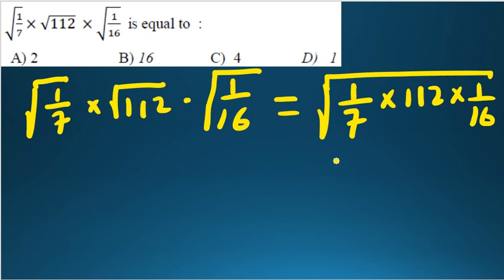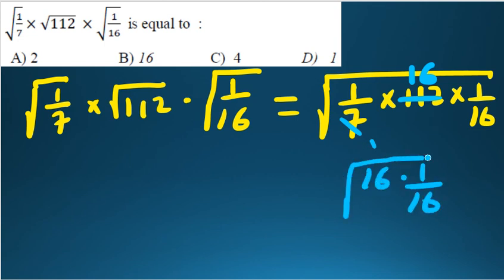Okay, then I can simplify here by 7, 1, this by 7, 1. Then 112 divided by 7 is 16. So what do I have? 16 times 1 over 16. Then again diagonally simplify 16 by 16, just 1. Square root of 1 is 1. So the answer will be D.